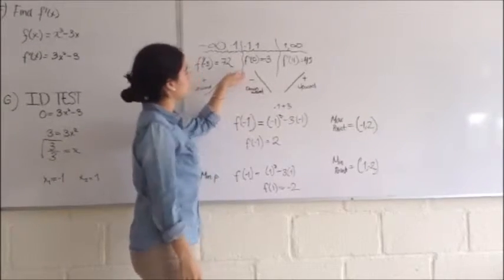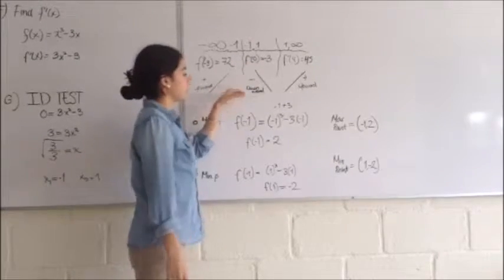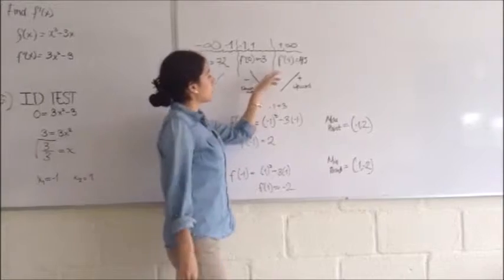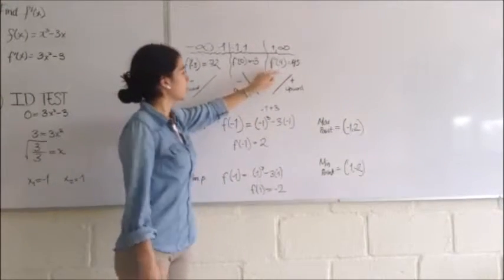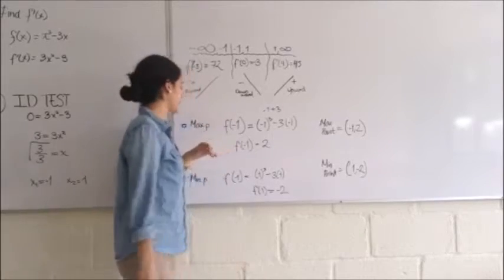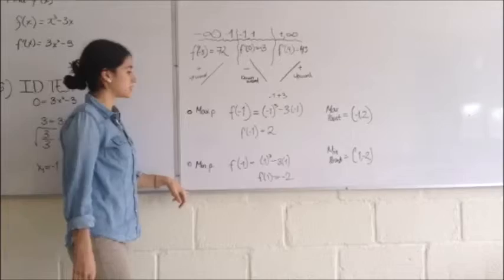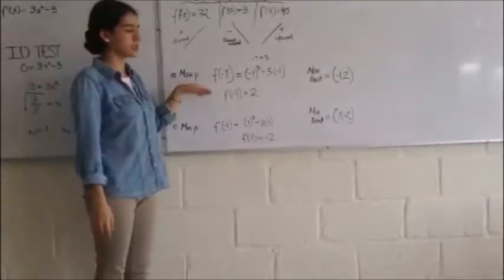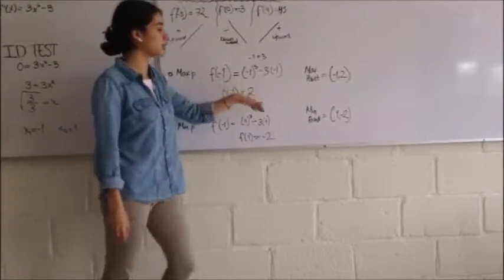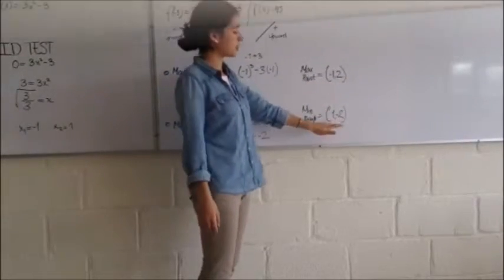In the second interval, we select 0, so the result is minus 3. This result is negative, so the function goes downwards. Finally, we select 4, and the result is 45, so the function goes upward. In order to obtain the maximum and minimum points, we substitute these two values in the original function. So the maximum point is minus 1, 2, and the minimum point is 1, minus 2.